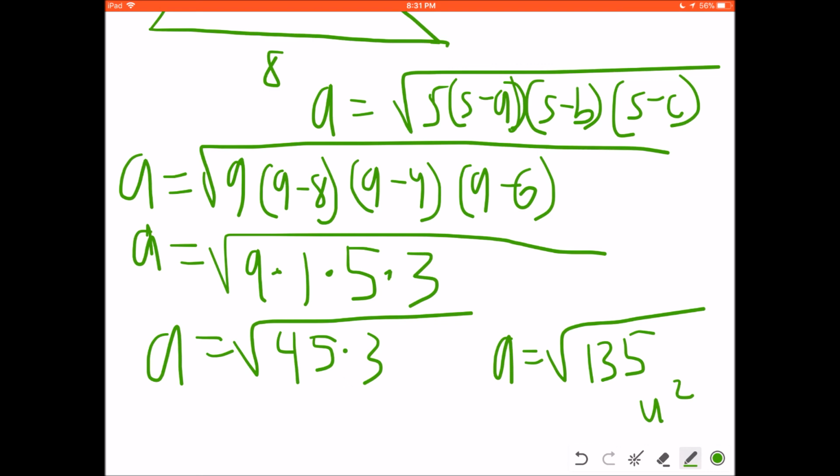So hopefully this video has been helpful. This is again Heron's formula, and it's used to find the area of a triangle given its three sides. And hope you enjoyed this video, and have a nice day.